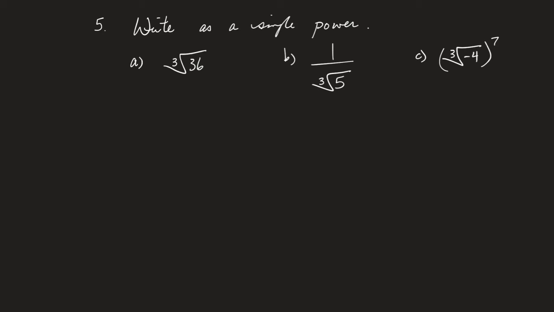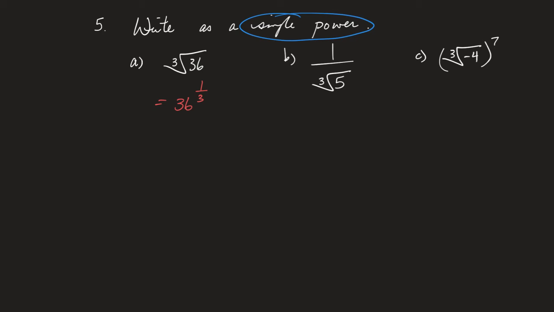Okay, the first thing that we need to notice, the instruction says single power. It does not say simplify. So I am going to blindly follow that instruction. So in A, I have to write it as a power. All that means is just change it to an exponent. So we know that we have a cubed root. That becomes an exponent 1/3.